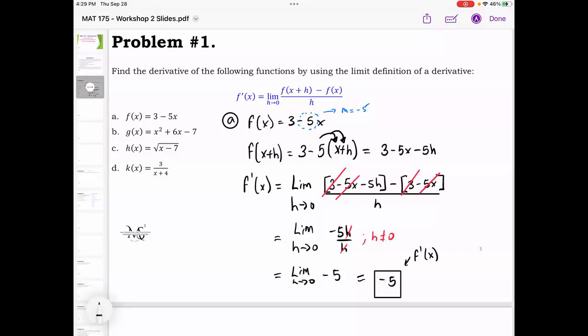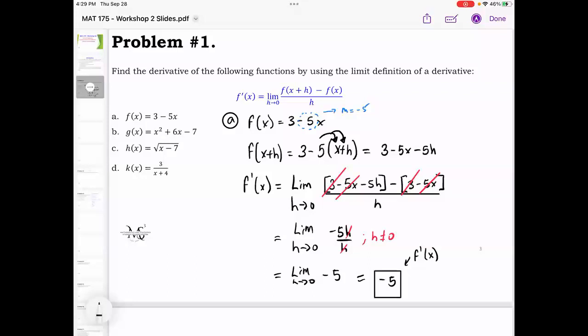We multiply the -5 by x plus h, but we don't multiply the 3, because it says 3 minus 5 times x plus h. Remember, -5 is the term that you distribute inside the parentheses, not the 3. The 3 just comes along for the ride. Okay?